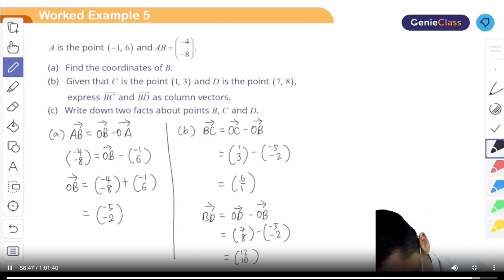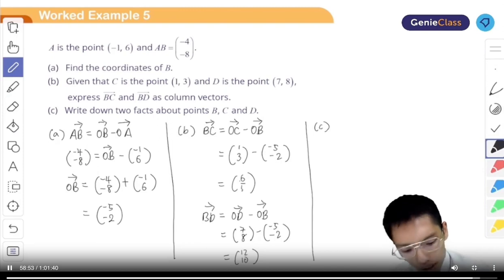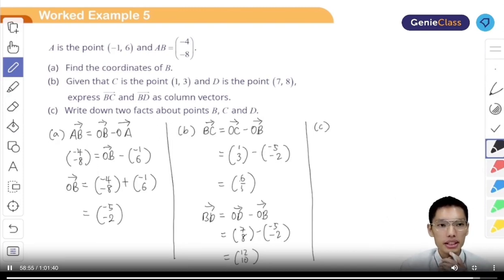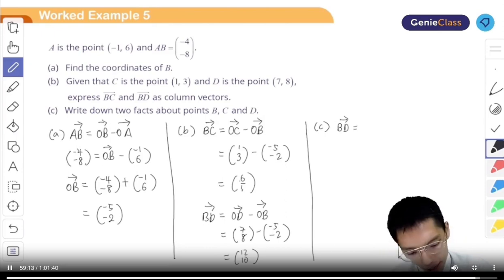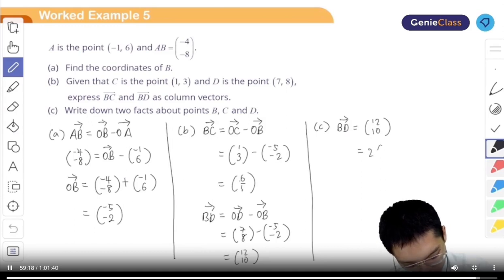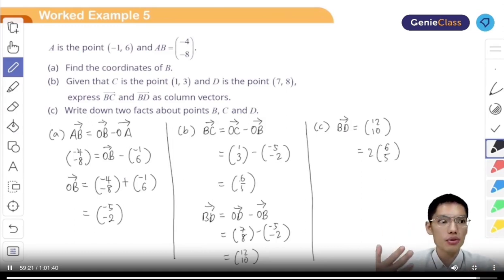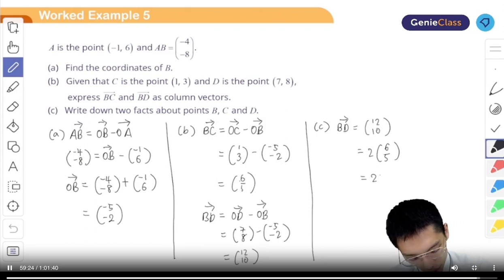Now, considering this, if I were to write down two facts about BC and BD, let's take a look. If I look at BC and BD, what do I notice? What is one distinctive feature I can visualize? They are parallel. That's a good note to take, Denise. Anybody else wants to try? What else can I say besides being parallel? Because I can write BD as (12, 10), which is 2 of (6, 5). We try to write the constant as a whole value, easier to see. And this is actually 2 of BC.